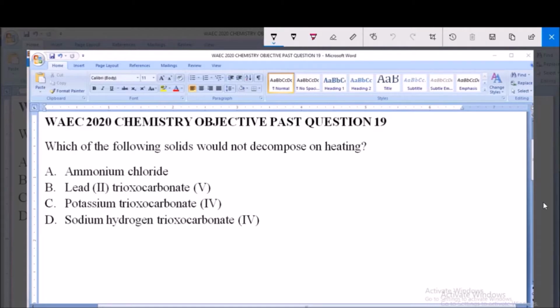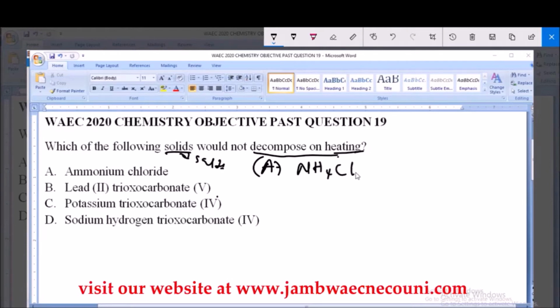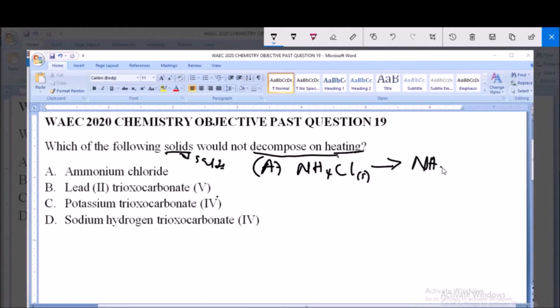So we have some solids here, some of which are salts, and we are asked for the one which does not decompose on heating. So let's look at how each of the salts behaves when heated. Now, option A, ammonium chloride, decomposes on heating. So this is ammonium chloride, a solid. When heated, it decomposes into ammonia and hydrogen chloride gas. So you can see here that it decomposes on heating, and hence it's not the answer to this question.